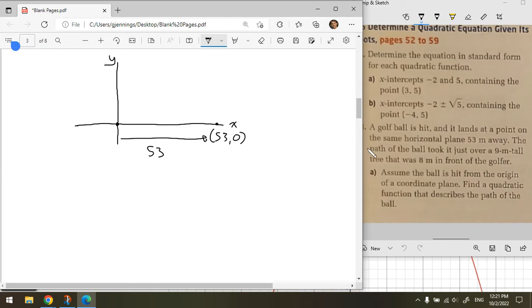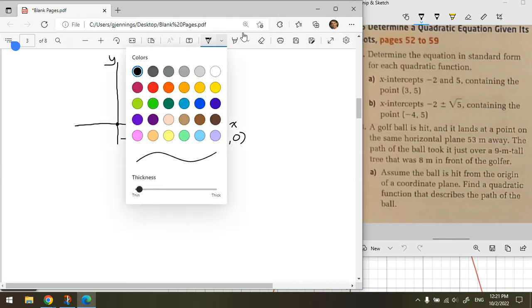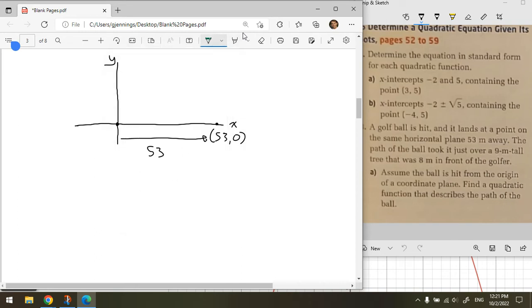Cool. And the path of the ball took it just over a 9-meter tall tree. So you're going to go ahead and get your forest green color. It was 8 meters from the golfer, and it's 9 meters high. So this is over here, 8 meters away, that's 8. And then it's 9 meters high up there. So that's the top of the tree. We're going to draw the tree for style points, and we're going to label our point. That's the point 8, 9. So I've got a few points labeled: 53, 0, 8, 9, and 0, 0.